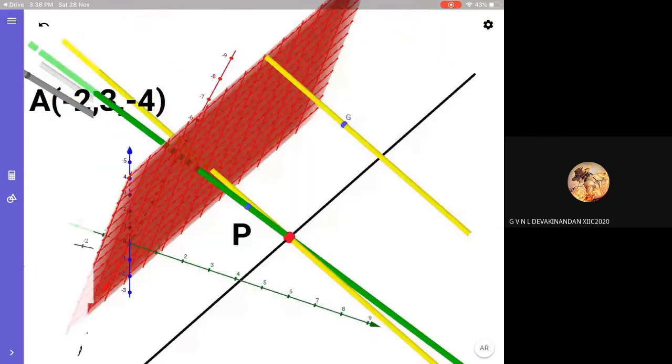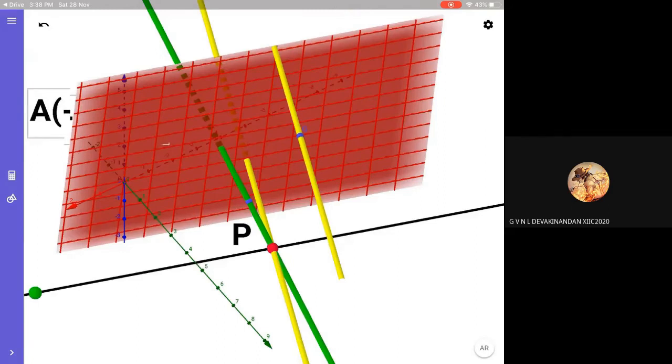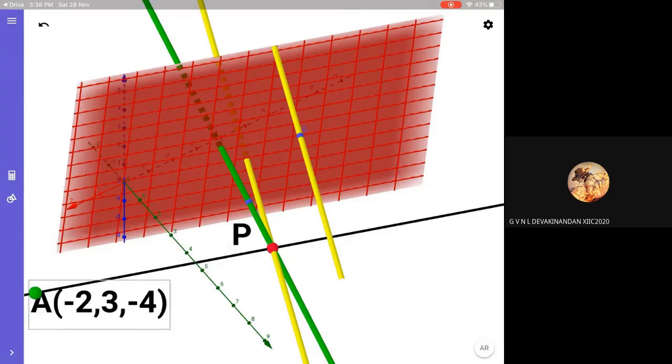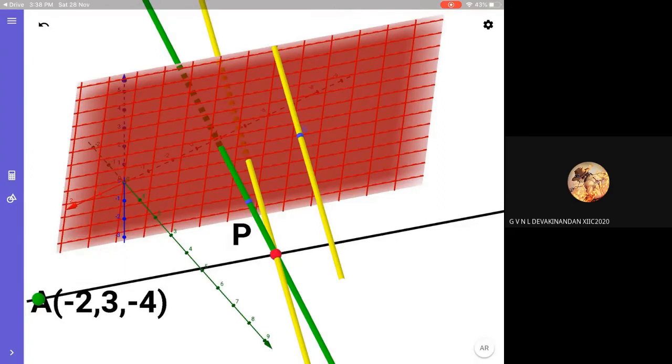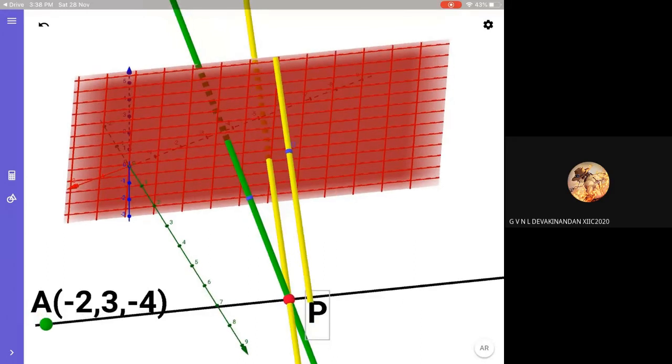P is not rotating, okay. So here is your point A, here is your point P. You will be applying the condition AP is perpendicular to the normal. And before that, you will assume the point P. Assuming the P will be done by using your green color given line.